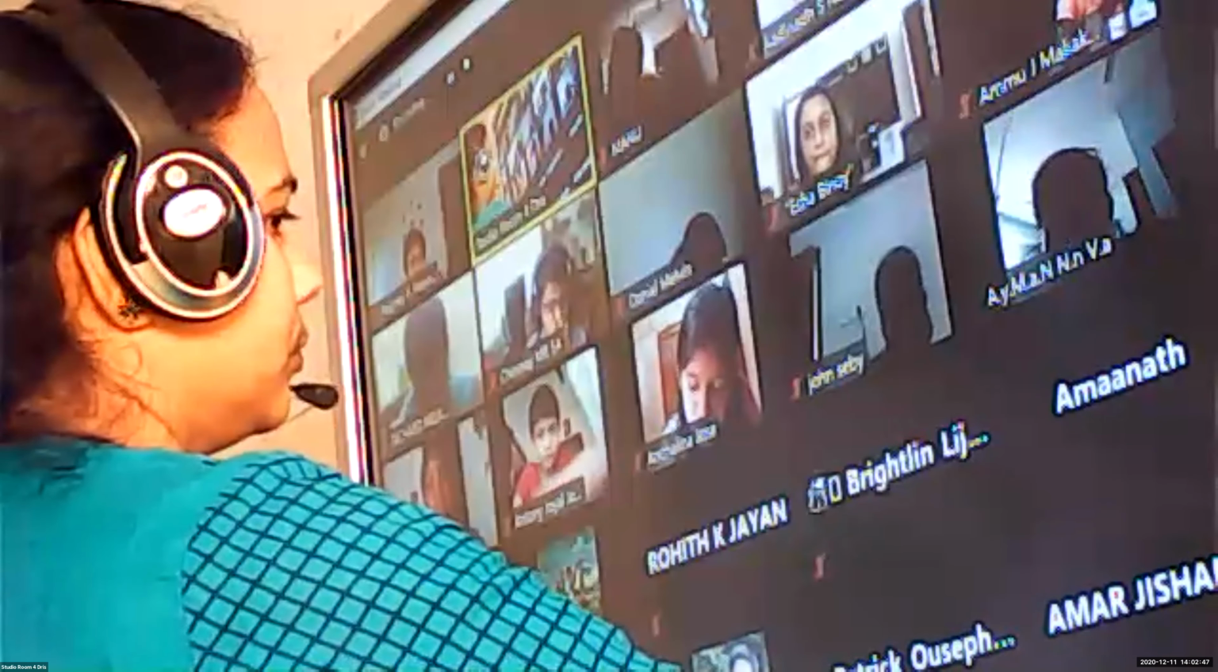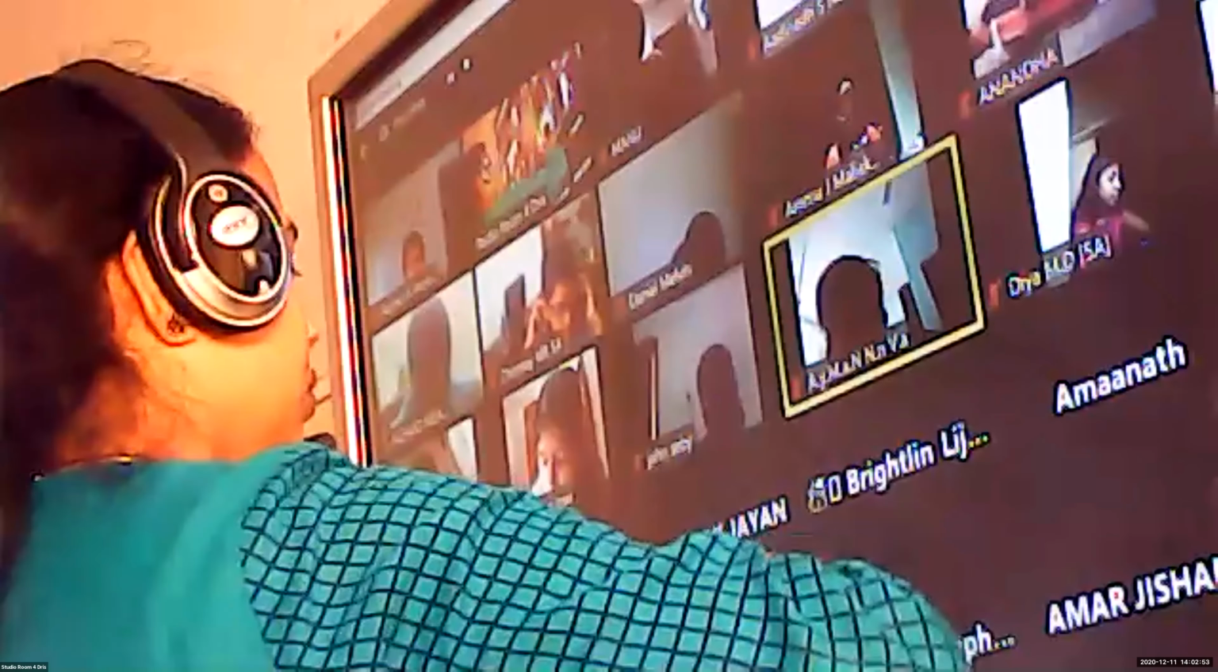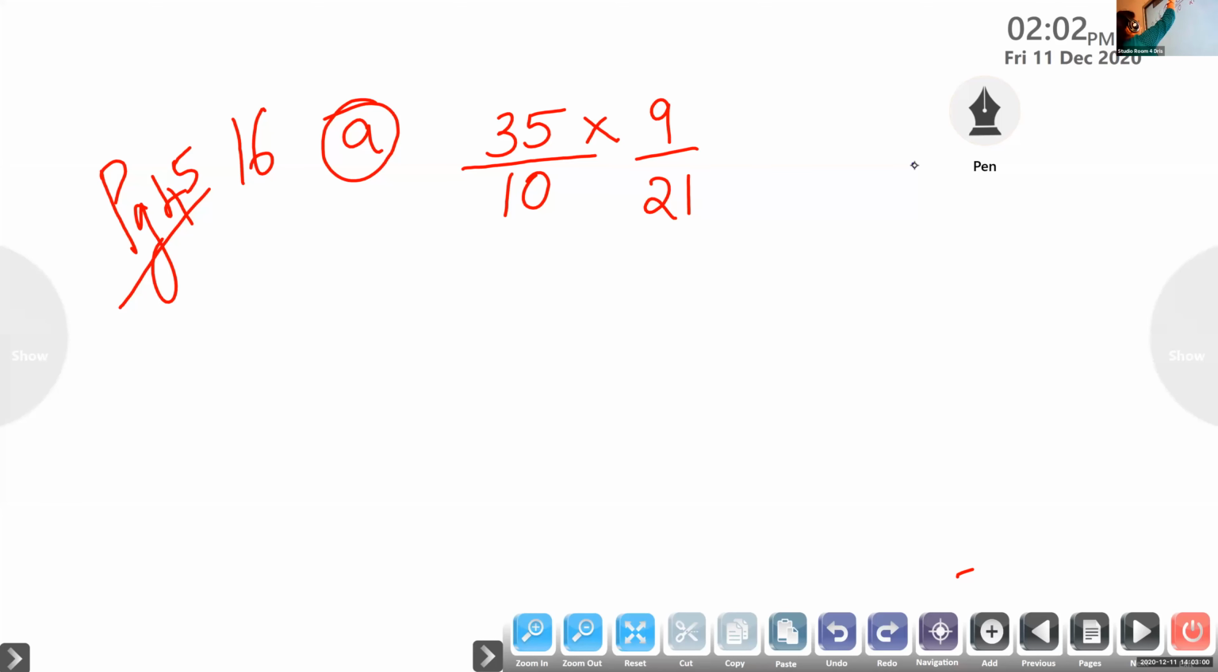Okay. Yes, Abhimanyu. Ma'am, someone is talking in Malayalam. Ma'am, can we do the multiplication method also? The multiplication method also we can do. But which one is simple? Here cutting is okay. Here 35 and 21.